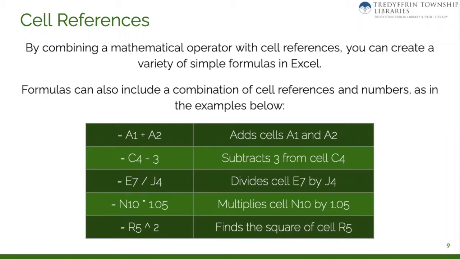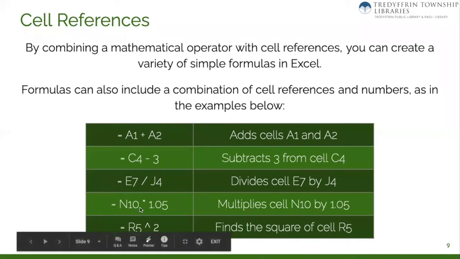Equals C4 minus 3 subtracts 3 from whatever the value is displayed in C4. Equals E7 divided by J4 divides the cell E7 by J4. So you always want to be careful which order you are putting in your formulas and your cell references. You always want to follow the mathematical rules. So if you wanted E7 to be divided by J4, J4 is last. If you wanted it opposite, J4 divided by E7, it would be J4 slash E7.